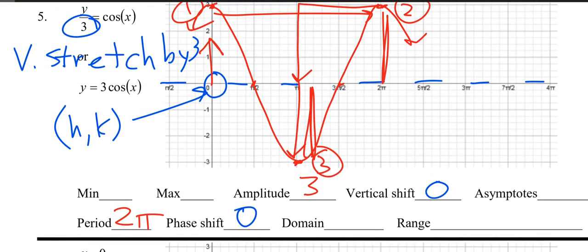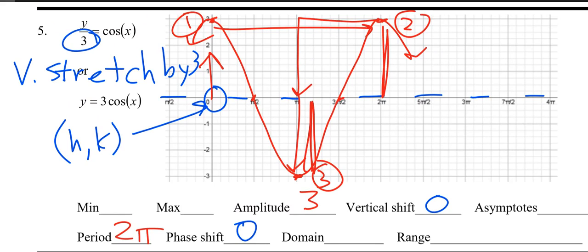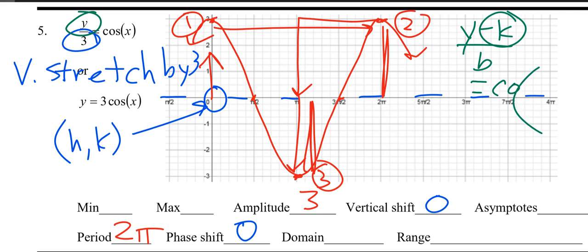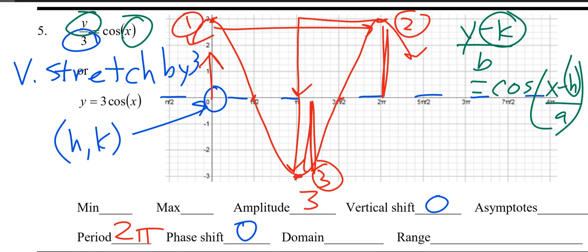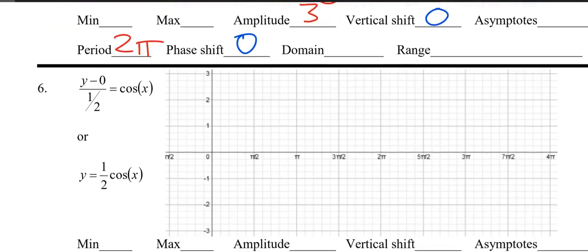Yep. The HK was 0, 0 because there wasn't any. When we have y minus k over b, there was nothing being subtracted or added to the y. And on the other side of the equal sign, we have cosine, oops, I forgot my S. Cosine x minus h over a. There was nothing being subtracted from the x or added to the x. So there's been no shifting left and right or up and down. Let's go find one of those. Probably towards the bottom of this worksheet.